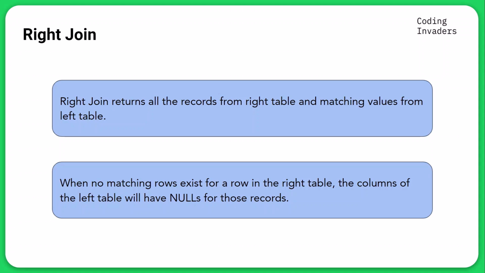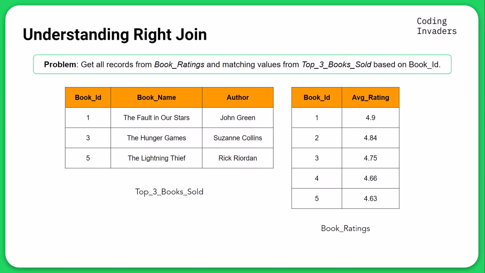Let's see how right join works with some examples. Consider our two tables. We have seen this before. They are part of a book publishers database. Our left table this time is top 3 books sold and our right table is book ratings. In the left table, we have 3 columns and 3 rows. The 3 columns are book ID, book name and author. So for every ID, like ID 1, we have the name of the book, The Fault in Our Stars, and the author is John Green. Similarly, we have it for book ID 3 and book ID 5 also.